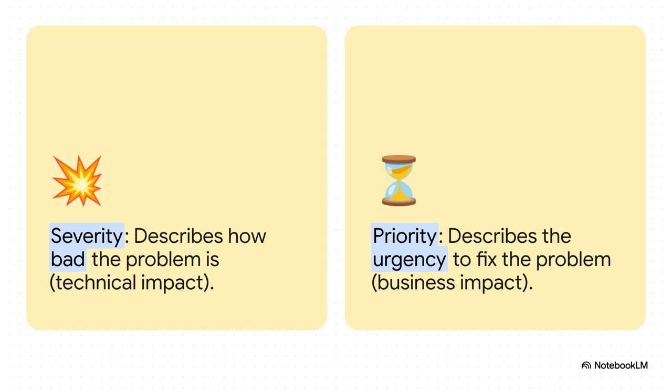Severity, that's all about the technical impact. How much does it break things? But priority, that's all about the business impact. How urgent is it for the business? Here's a perfect example. Imagine a tiny typo in the company logo on the homepage. Technically, the severity is super low. The site works just fine. But for the marketing team, for the brand, that's a very high priority fix.